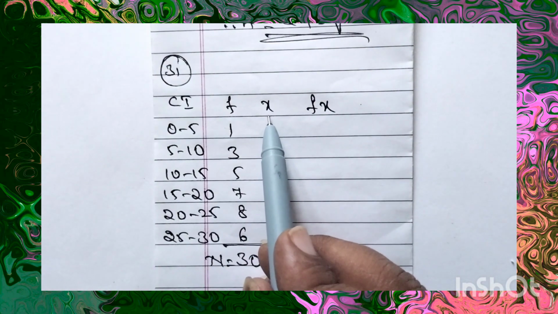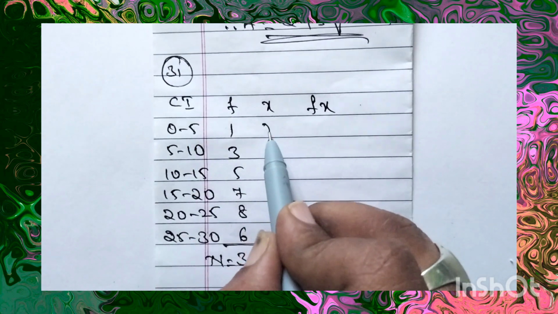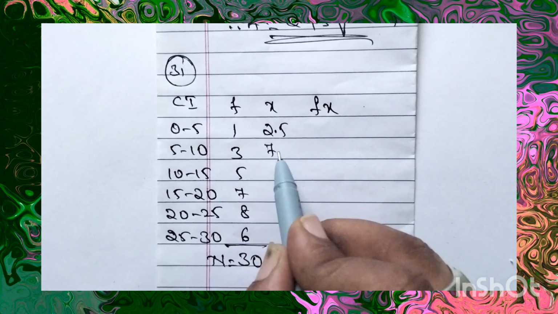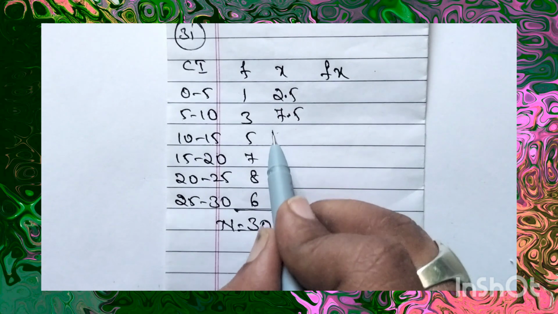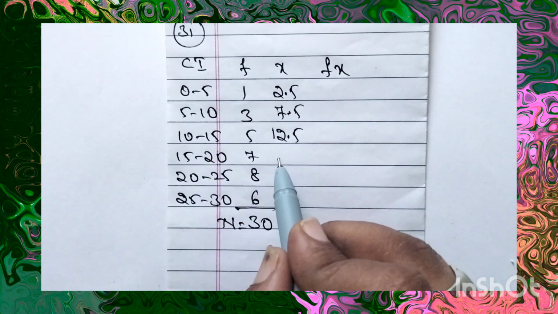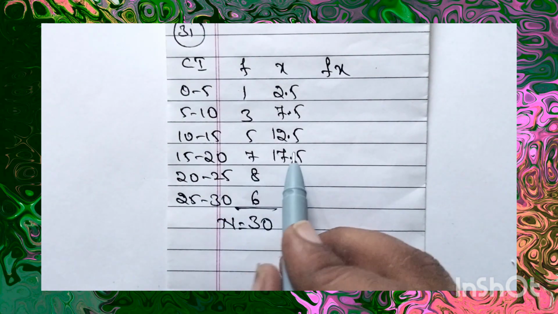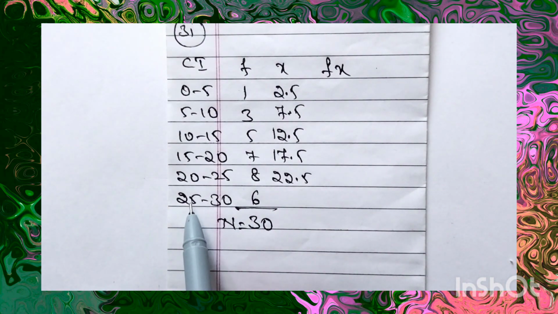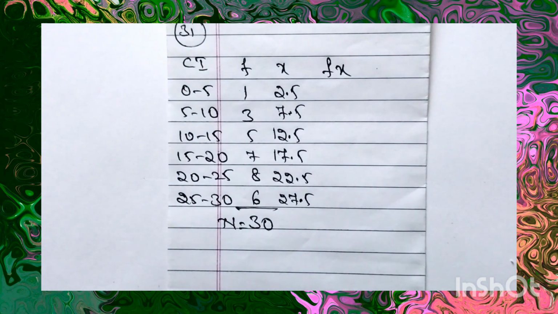Next, find the midpoint. If you want to find the midpoint, 0 plus 5 by 2, it is 2.5. 5 plus 10, 15, half is 7.5. 10 plus 15, 25, half of 25 is 12.5. 15 plus 20, 35, half of 35 is 17.5. 20 plus 25, 45, half of 45 is 22.5. 25 plus 30, 55, half of 55 is 27.5.